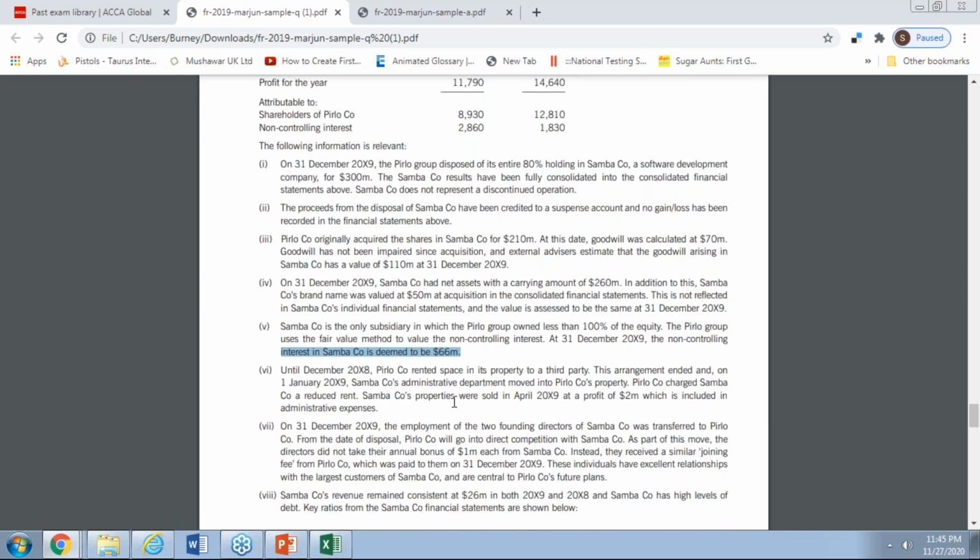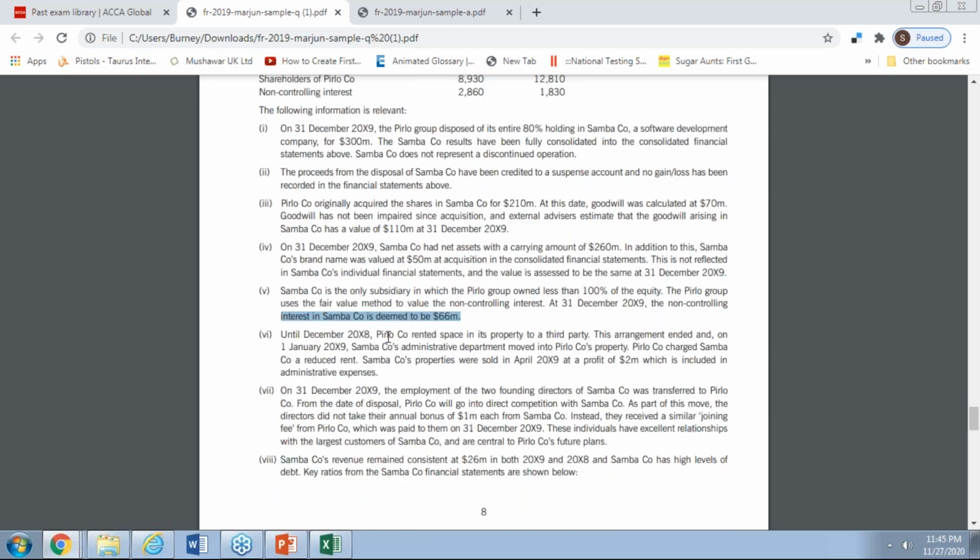Now, until December 2008, the Pillu rented space. Now, this is the important point. And its property to the third party. So previously, Pillu Group rented its space to the third party for which Pillu received the rent. This agreement ended on 1st January. Samba Administrative Department moved into the Pillu company's property. Okay. So what will be the impact of this? Pillu charged Samba company a reduced rent.